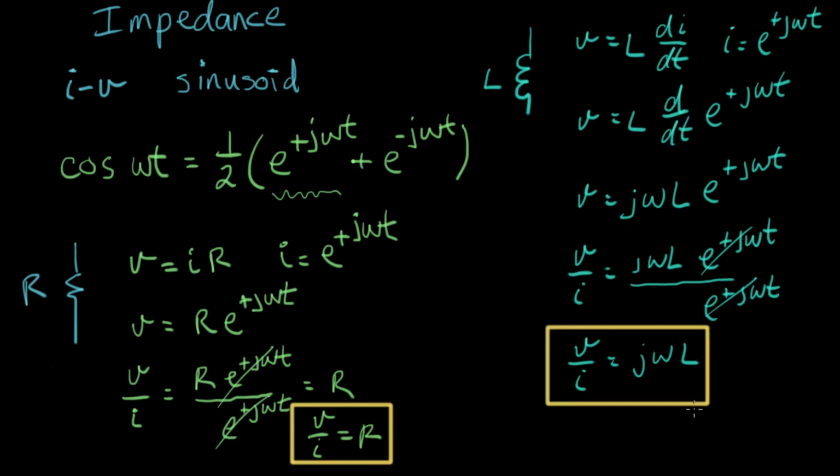So now we have an equation for V over I for an inductor. And this is interesting. This time we have the inductance value, which we expected, and there's also this j omega term that comes in. So this tells us, omega is frequency. So this tells us that the ratio of V to I for an inductor is dependent on frequency.